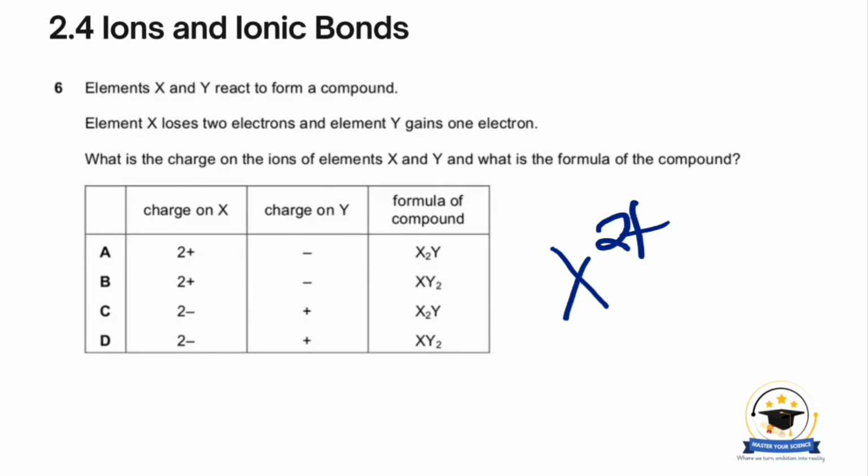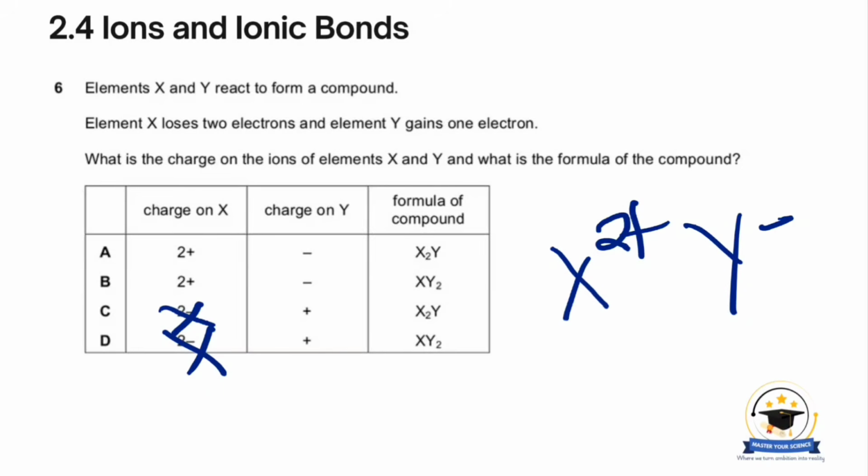Then if Y is gaining 1 electron, there will be 1 more electron compared to its proton, so it will have a negative charge. So Y would have a charge of minus. So looking at our answers, that eliminates C and D.